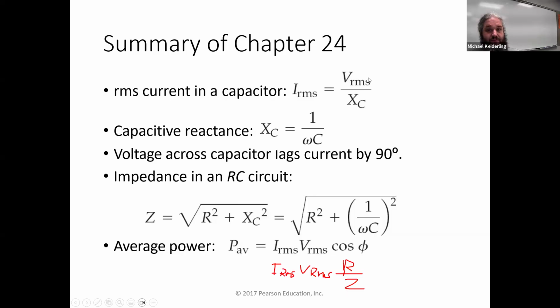it will be current root mean squared equals voltage root mean squared over Z. Z is the square root of R squared plus XC, capacitive reactance, squared. So that's the square root of R squared plus 1 over omega C quantity squared. And the average power ends up being current root mean squared times voltage root mean squared times the cosine of the angle between them. So current root mean squared times voltage root mean squared times resistance over Z is what it turns out to be, because cosine phi is resistance over Z.